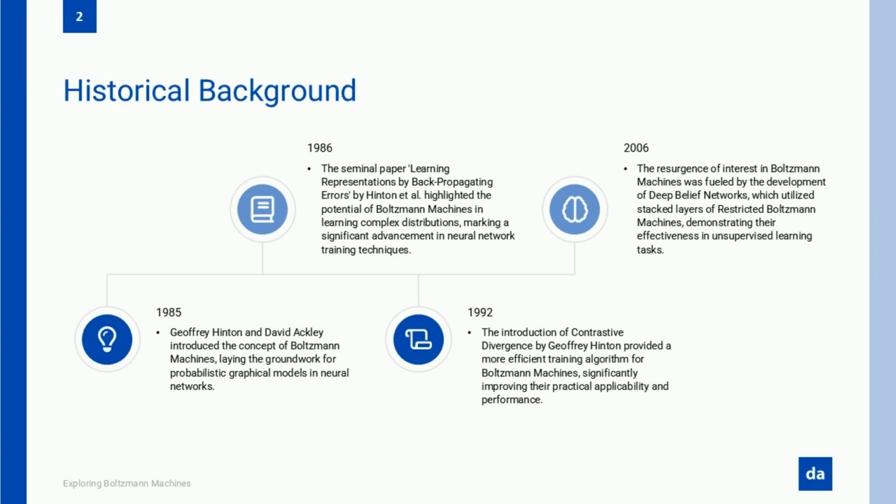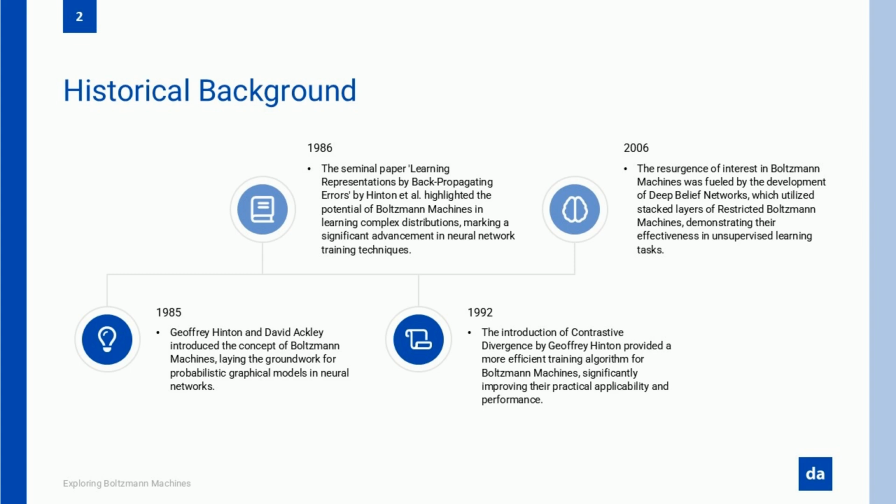In 1992, things started changing when researchers introduced contrastive divergence, a method to speed up training. And then came the real game changer. In 2006, deep belief networks, DBNs, took the machine learning world by storm. These networks were built on stacked layers of restricted Boltzmann machines, RBMs, a simplified version of Boltzmann machines. Suddenly, what once seemed like a theoretical curiosity became a practical tool for deep learning.